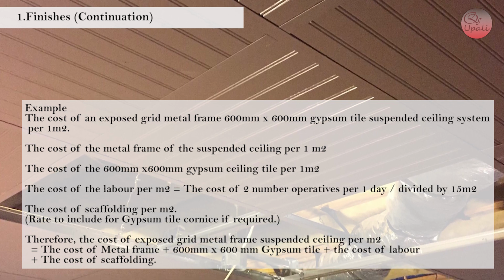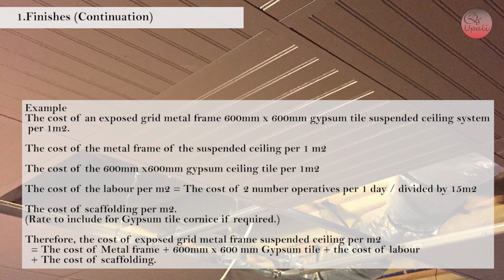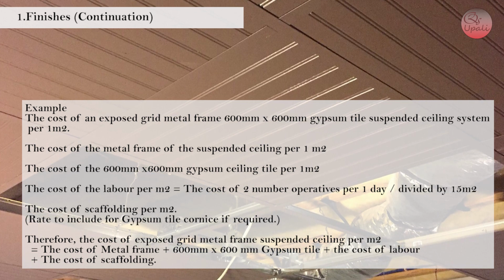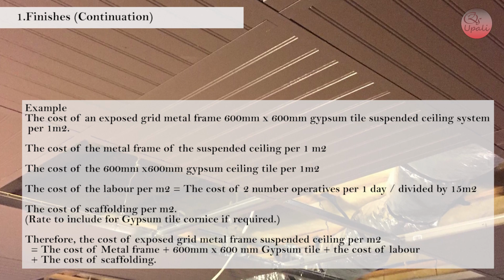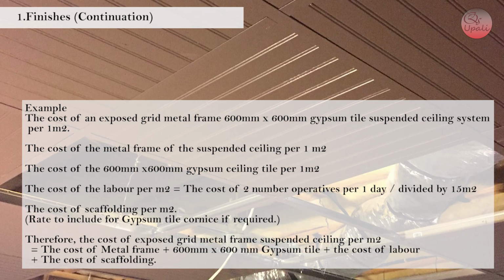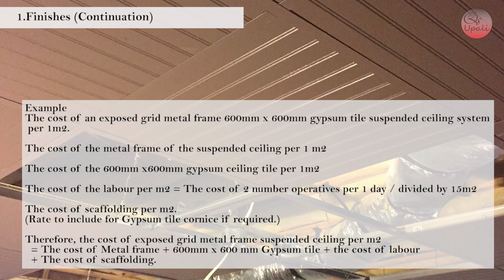Therefore, the cost of exposed with metal frame suspended ceiling per meter square equals the cost of metal frame plus 600 mm by 600 mm gypsum tile plus the cost of labor plus the cost of scaffolding.